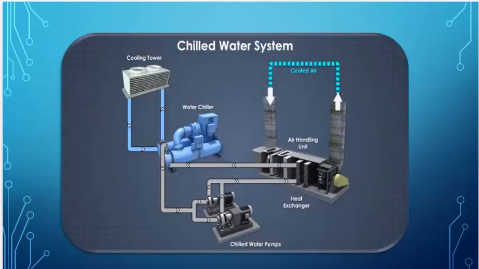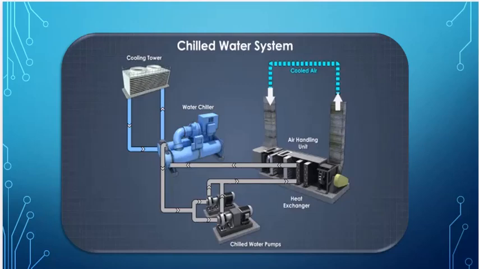Chilled water system. Cooling tower. The cooling tower is responsible for cooling the water that is used in the system. Water chiller. The water chiller is responsible for cooling the water to the desired temperature. Chilled water pumps. The chilled water pumps circulate the chilled water throughout the system.